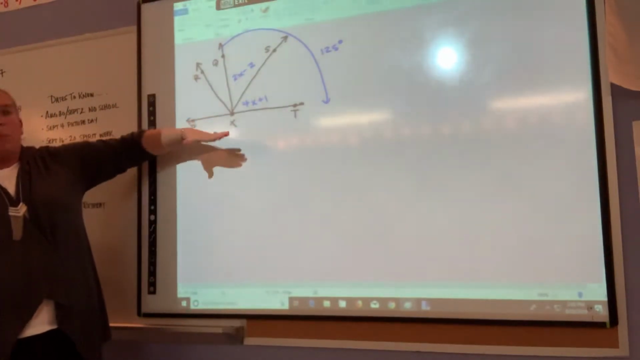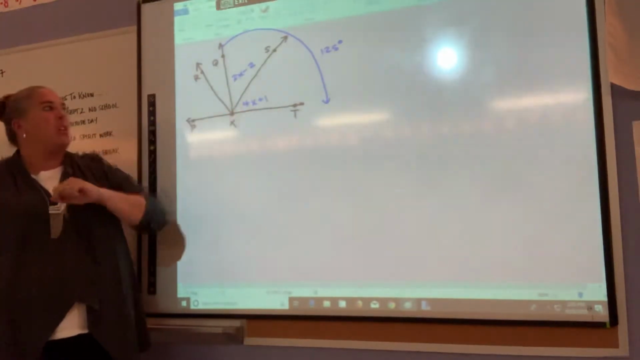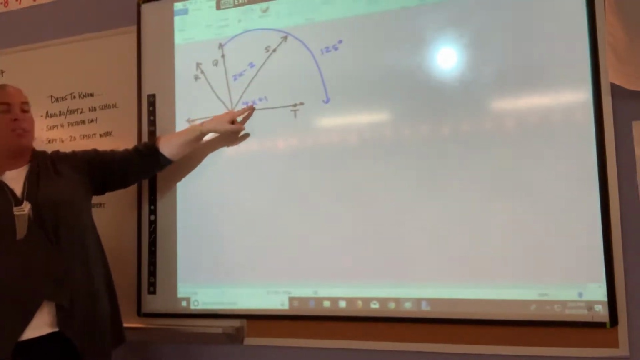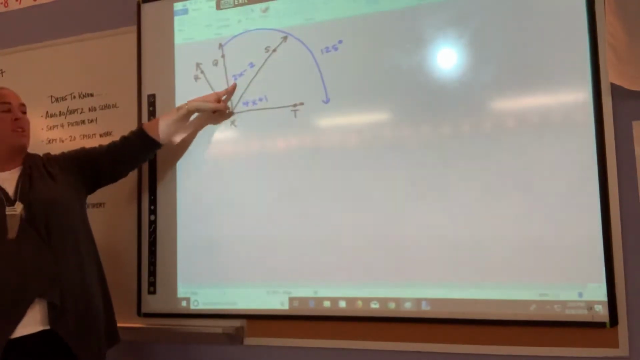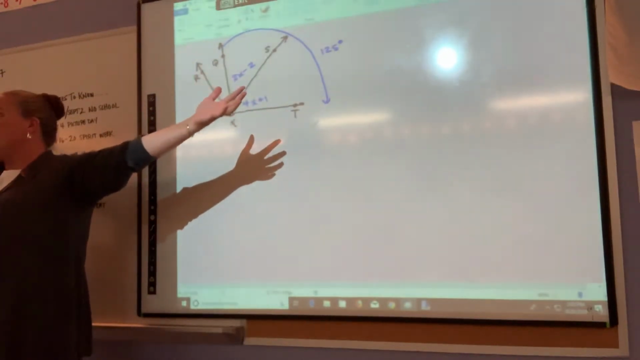First of all, just for giggles, what is this guy worth? 180 degrees. So they are giving you algebra. They're saying that this angle right here is 4x plus 1. This dude is, how do I set this up to solve for x?